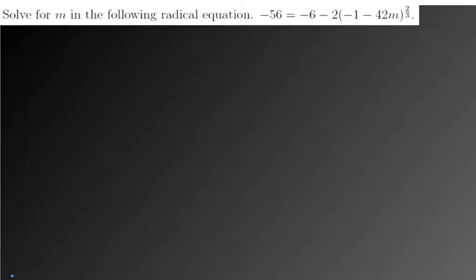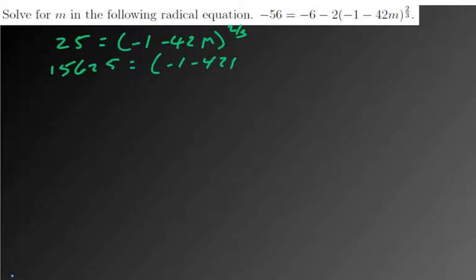All right, so I'm going to start off. If you add 6, you would be at negative 50, and then we can divide by negative 2. So we would have 25 equaling negative 1 minus 42m, raised to the 2/3. At this point, I always recommend getting rid of the root first. So here I would get rid of the cube root. If I cube both sides, you would get 15,625 equals (negative 1 minus 42m) squared.